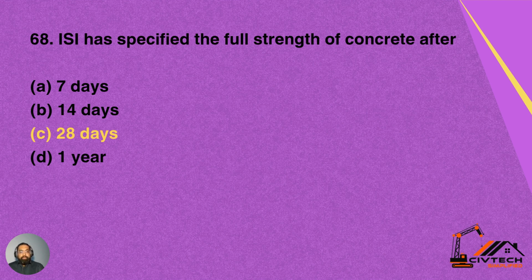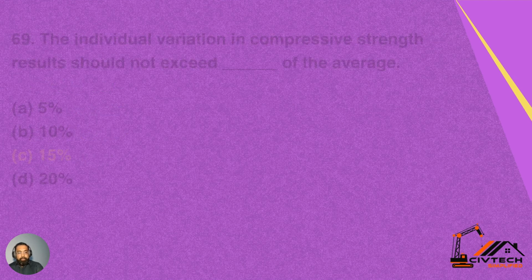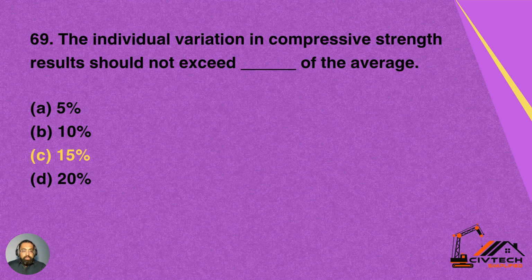68. ISI has specified this full strength of concrete after option A 7 days, option B 14 days, option C 28 days, option D 1 year. So 28 days is the age at which concrete gives maximum compressive strength. So option C is the correct answer, which is 28 days. So the sample should be tested to know the maximum or full strength on the 28th day of the pouring.